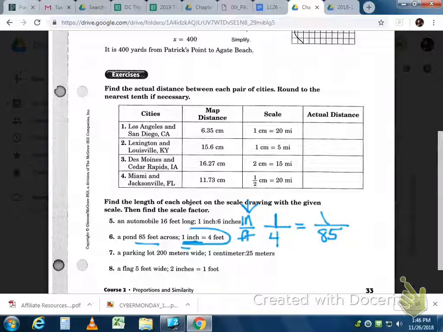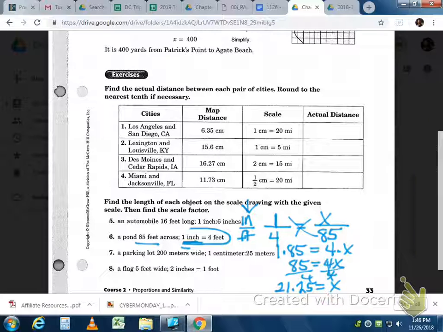So my inches on the top are X. Now I'm going to cross. 1 times 85 is 4 times X. So 85 equals 4X. How can I solve for X now? Divide by 4. So X is 21.25.